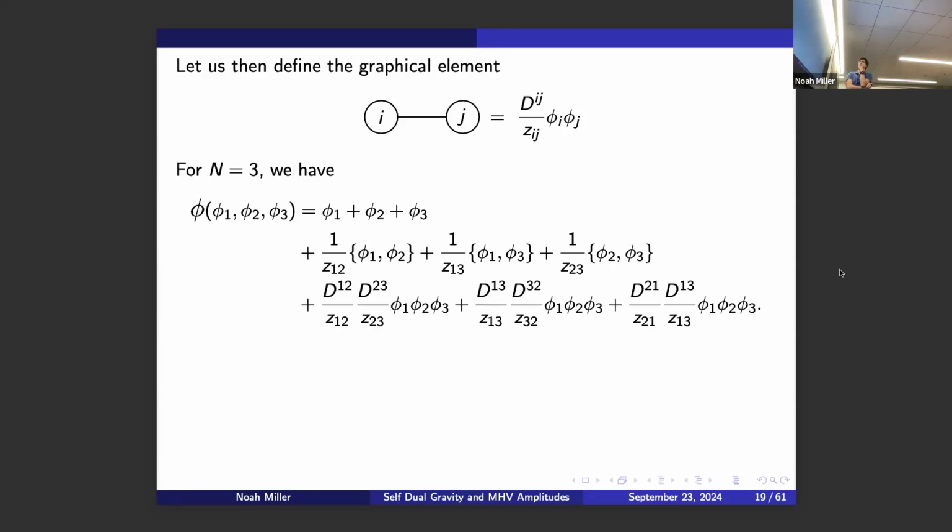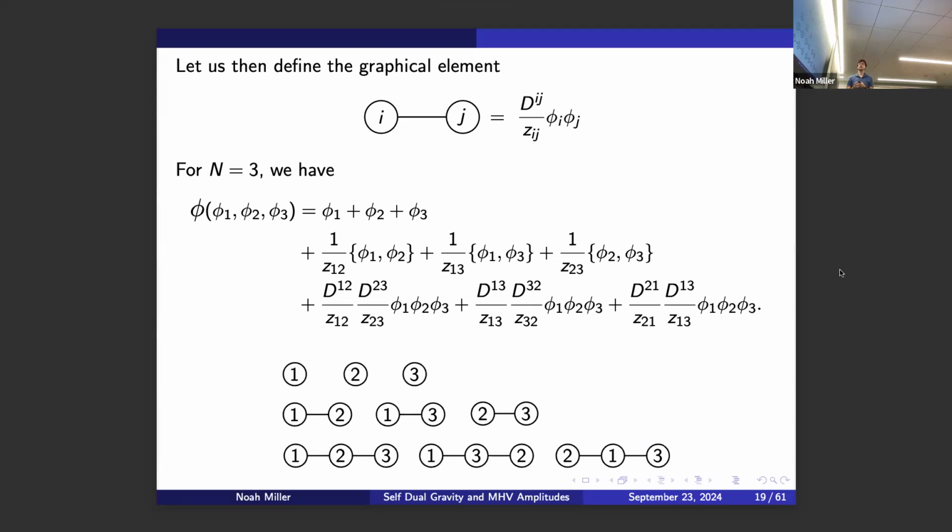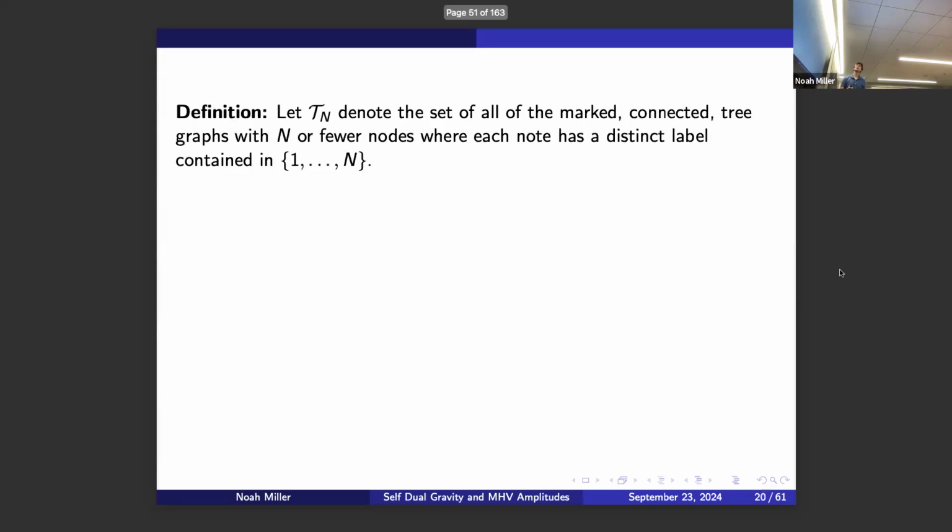So for n equals 3, if we rewrite it using this notation, we can also express it as a sum over these diagrams. Here, the three original seed functions, 1, 2, and 3, are just these simple diagrams, phi 1, phi 2, phi 3. And then all the second order terms, phi 1 2, phi 1 3, are right there. And then the third order terms are all these things.